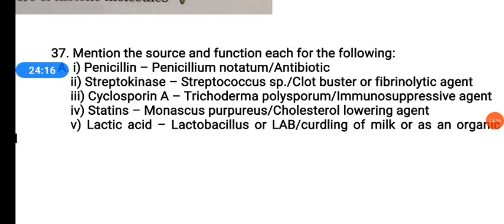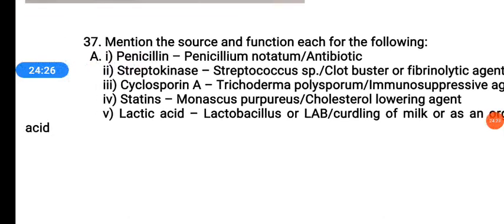Lactic acid from the bacteria called LAB, or Lactobacillus, lactic acid bacteria, is helpful for curdling of milk as an organic acid. So these are the 5 marks questions.